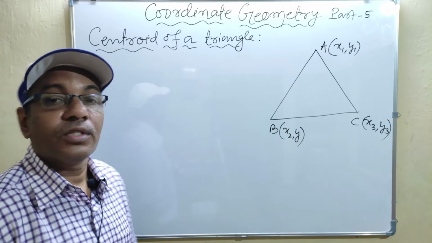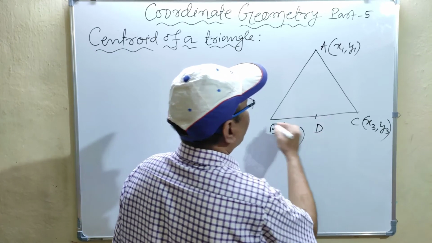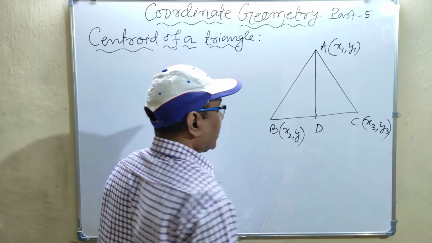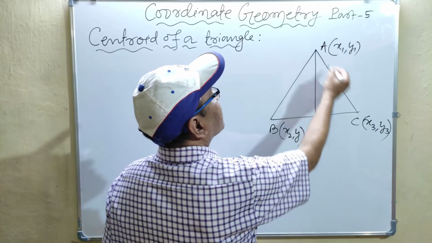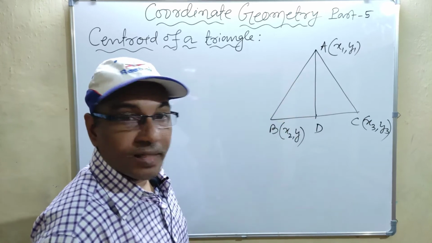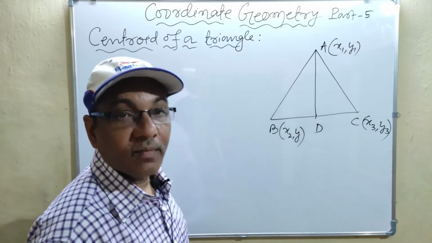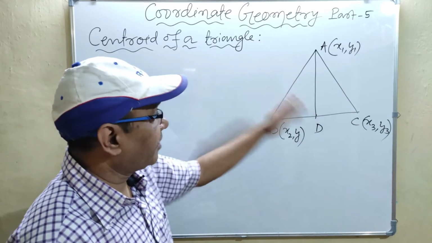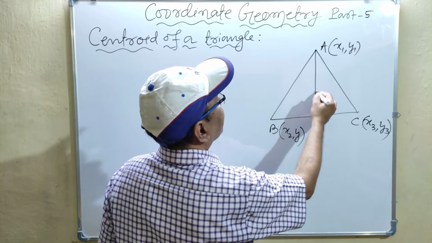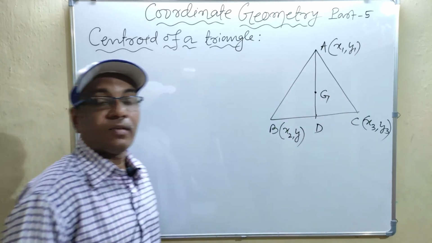in the ratio 2:1. Suppose D is the middle point of BC, then AD will be a median. Similarly, if you take the middle point of AC and join it with B, that will also be a median. And if you join C with the middle point of AB, that will also be a median. There will be three medians of a triangle, and all the medians will meet at a point. That is called the centroid of the triangle.